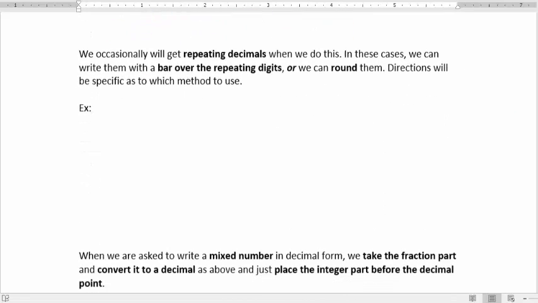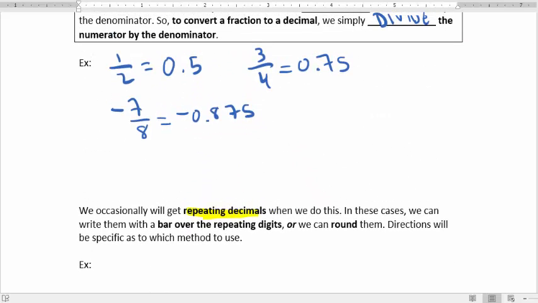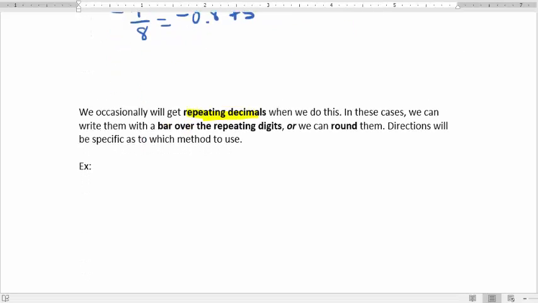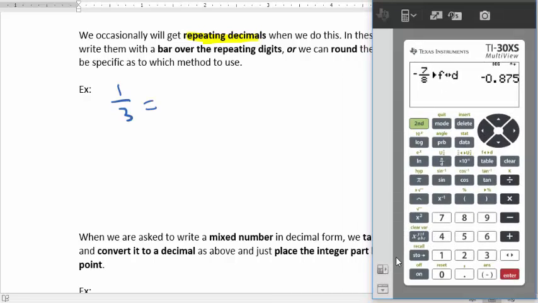Now, what happens occasionally, we didn't talk about these things yet, but we have what are known as repeating decimals, right? Because if you look back, the ones we just looked at, 1/2, 3/4, and negative 7/8, were all what we call terminating decimals. They ended, right? But let's say we have something like 1/3. Well, 1/3, if we do this division, look, it's 0.333333, and it fills up the screen.